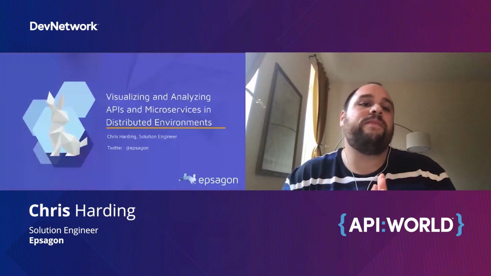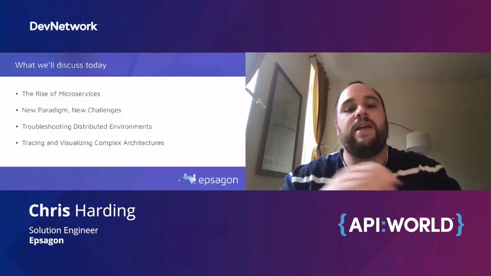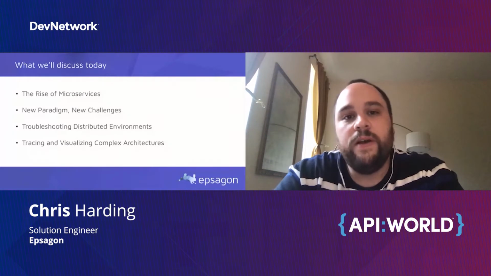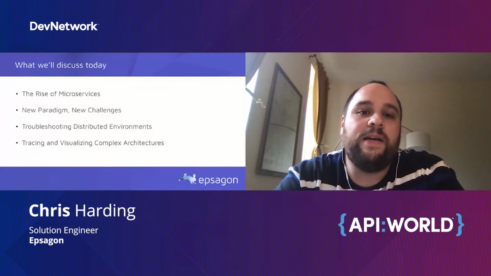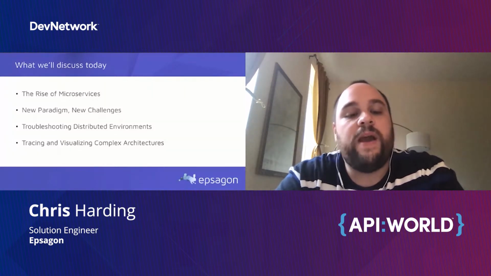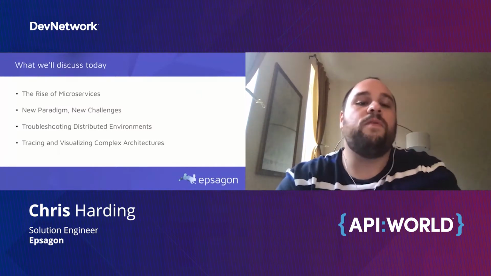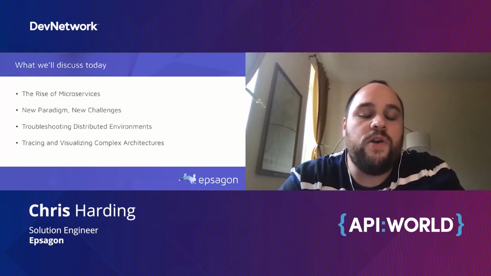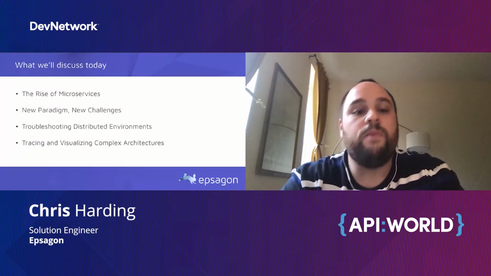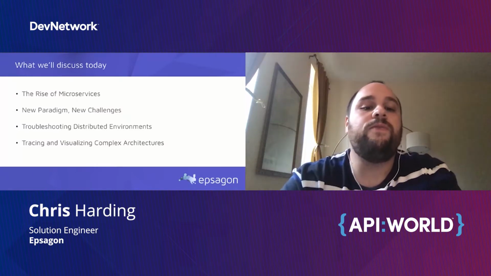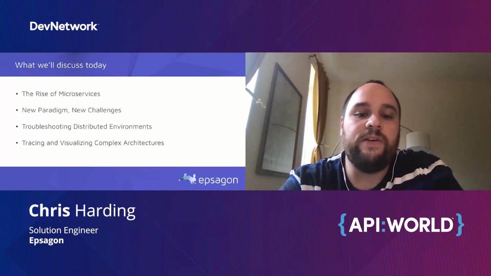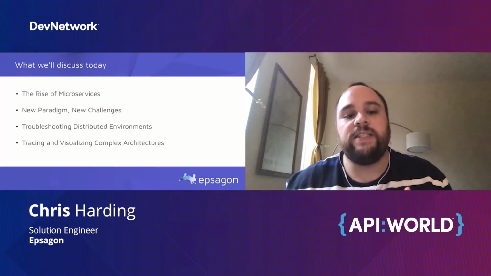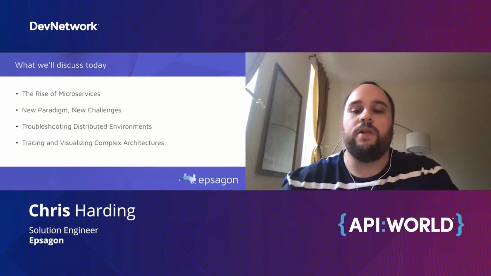All right, let's dive right in. So what are we going to be talking about today? In broad strokes, first we're going to talk about the rise of microservices, really looking at how we got to where we are today with this paradigm shift from monoliths into more microservice-oriented architectures. We'll look at how that new paradigm clearly has benefits, but it also brings new challenges, particularly related to troubleshooting these highly distributed environments. And then lastly, we'll take a look at this idea of tracing and how that fits into the overall equation.